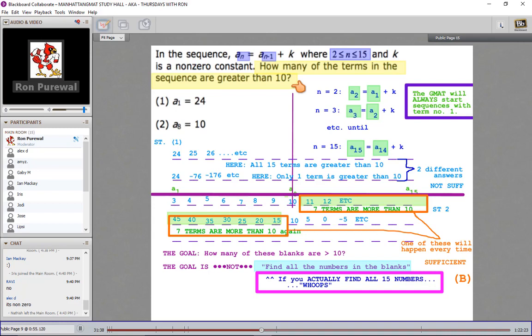Because there's a constant difference. So if you put any 2 numbers in there, it's going to determine all of them, which should make you very uneasy. That's the point.